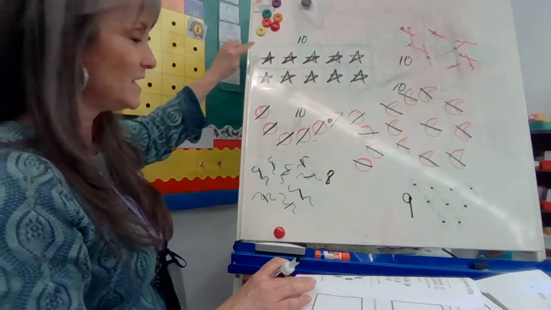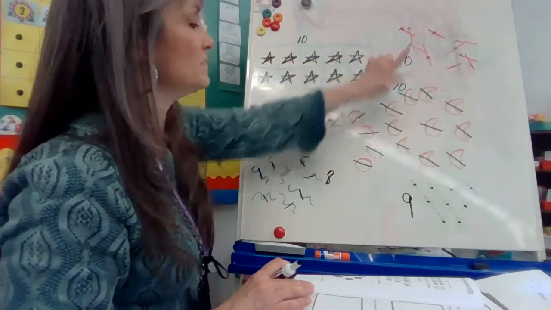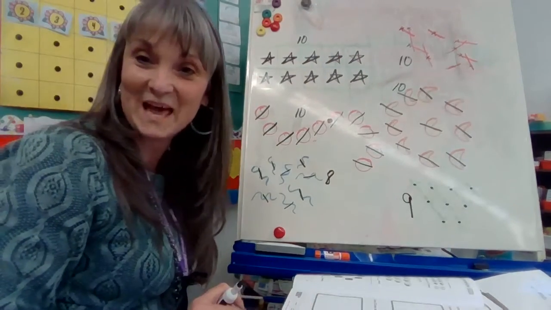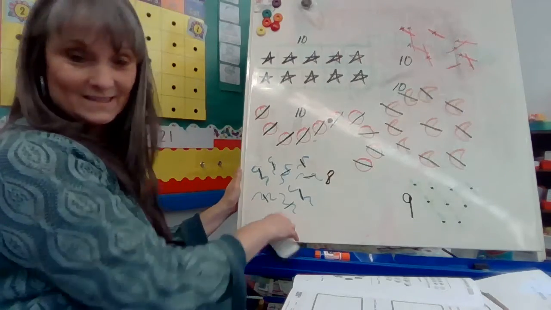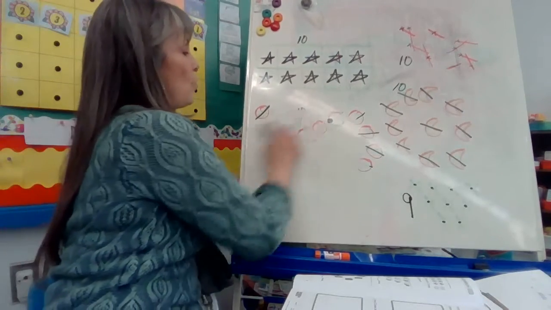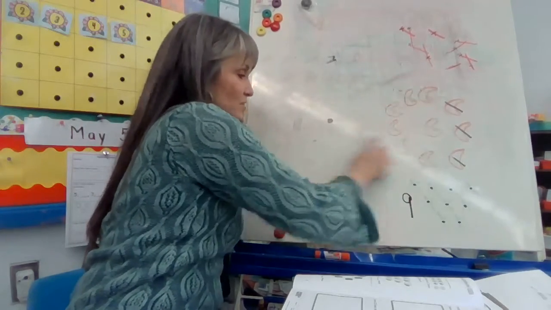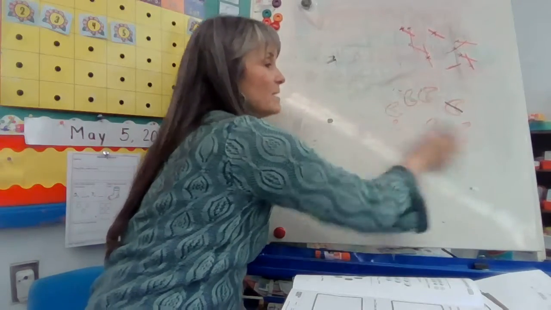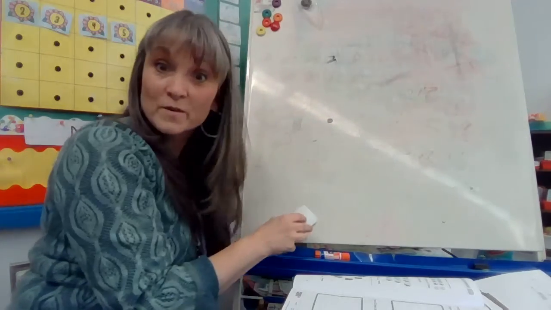One group of 10, 2 groups of 10. Can't count that one. 3 groups of 10, 4 groups of 10. That's pretty cool. Now, I'm going to erase this because I want to show you one more thing about counting to 10. Sometimes if you're counting objects, there will be more than 10.